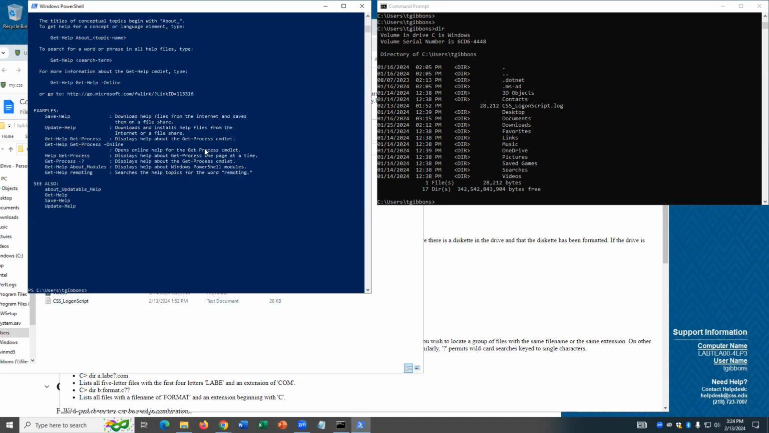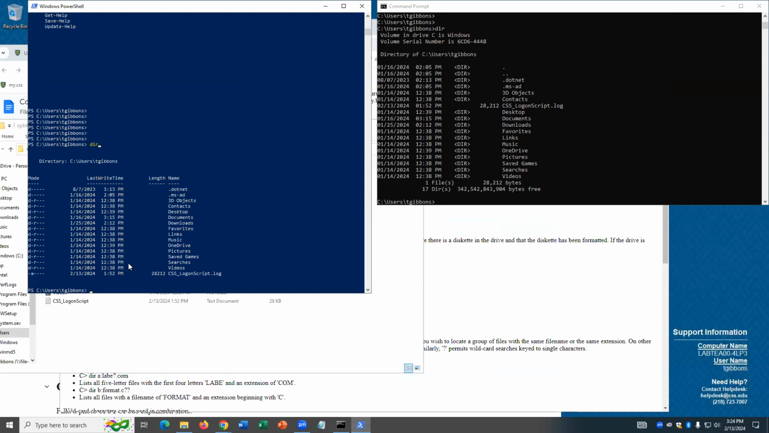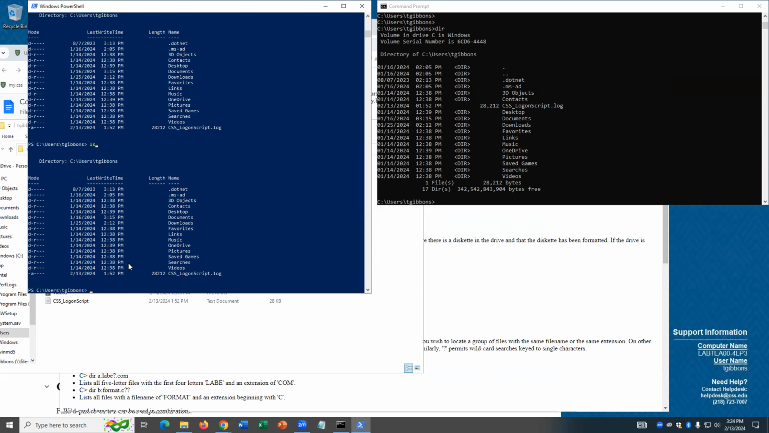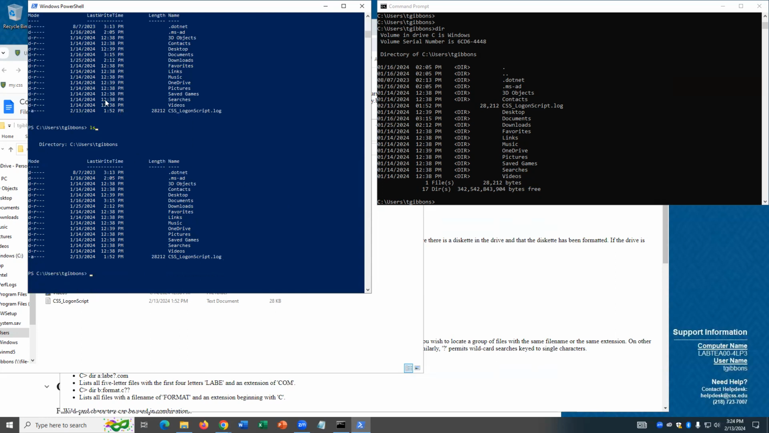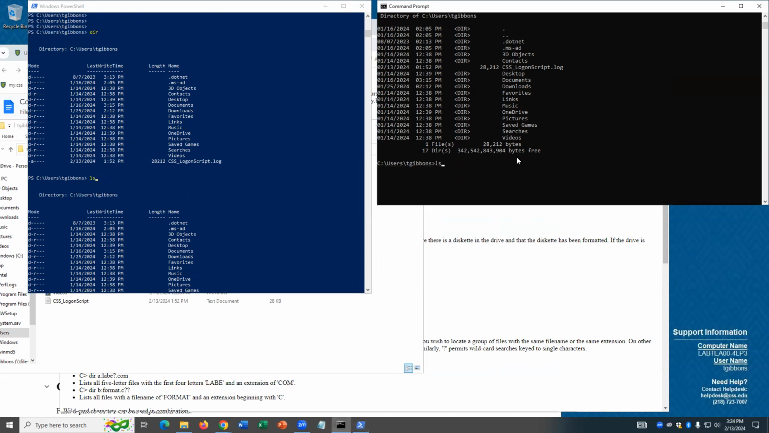Now in PowerShell, again, my prompt is similar. It says PowerShell and then that. And I could try that same command, dir, and it might work. I can also try a different command like ls to get a listing. Either the dir or the ls will work in PowerShell. If I'm in DOS and I type ls, it will not be recognized.